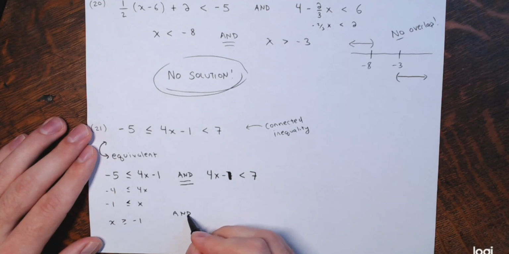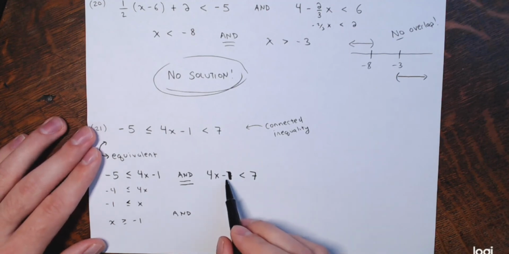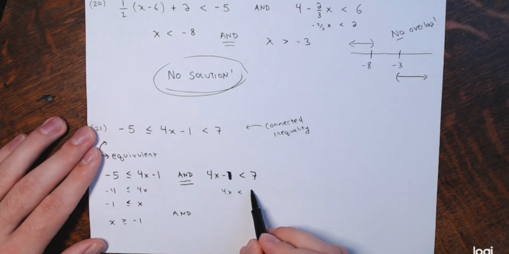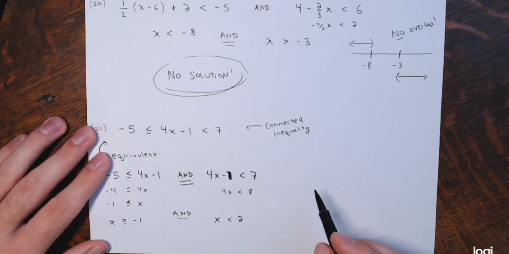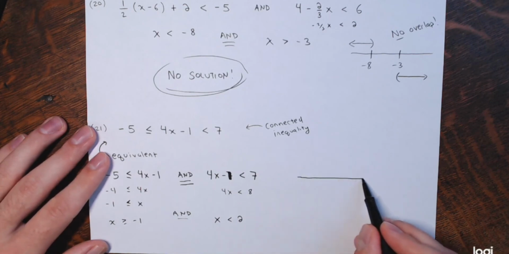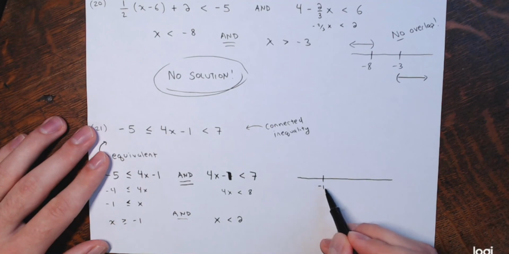And here I would add 1, give me 4x is less than 8, and divide by 4, giving me x is less than 2. So I get x is greater than or equal to -1, and x is less than 2. And I'll tell you right now, the graph of this will look like this. You have -1 is mentioned, 2 is mentioned.